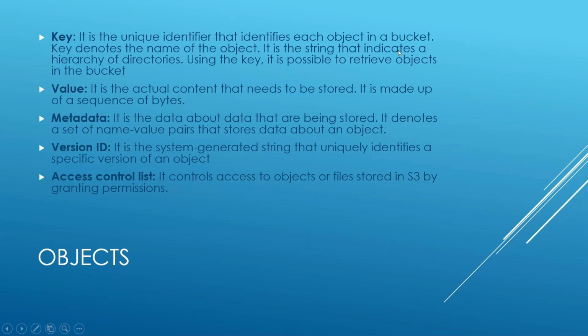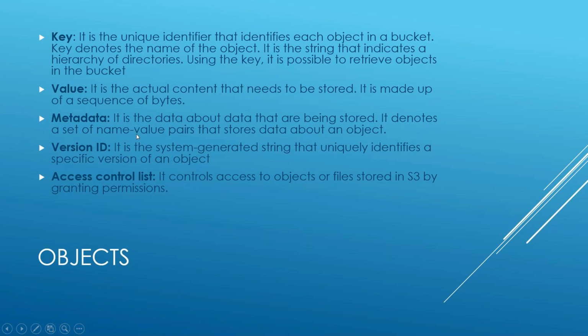It is a unique identifier that identifies each object in a bucket. That is the key. And the value is the actual content that needs to be stored. It is made up of a sequence of bytes. So this key and value is a pair kind of thing.